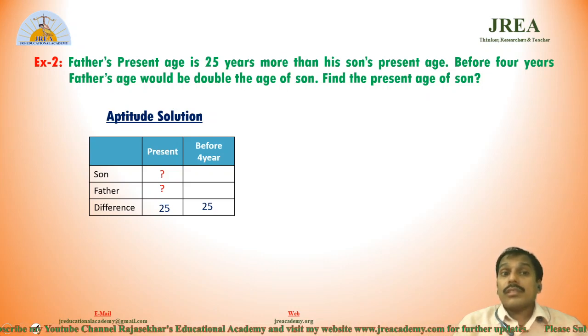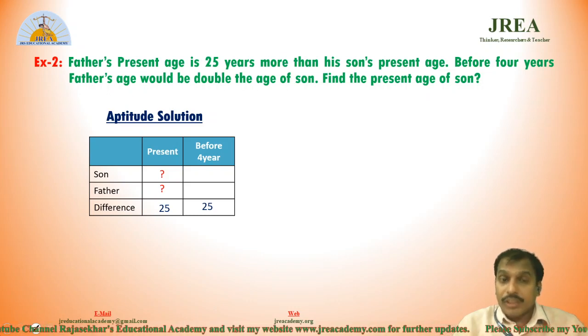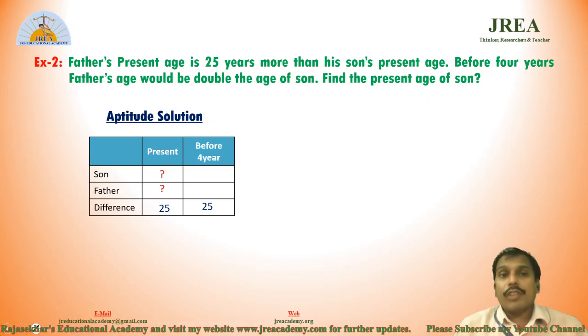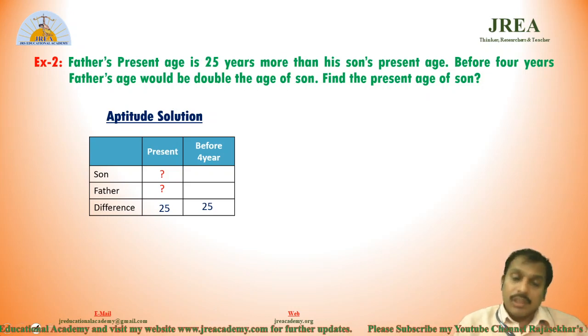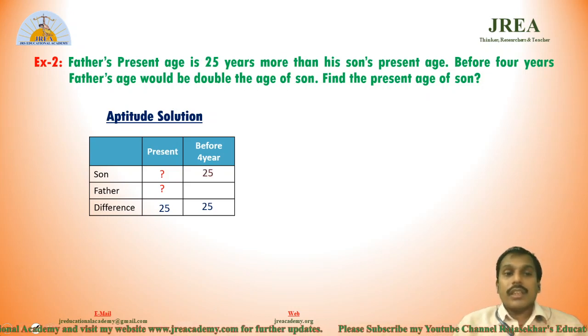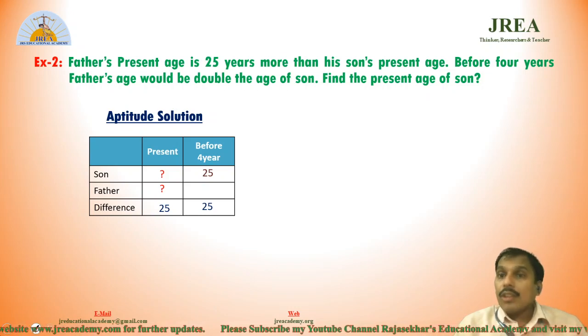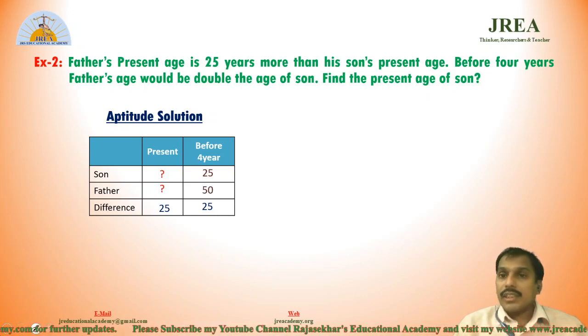But before 4 years, father's age is double. That means according to the second law, if the difference is 25, before 4 years the son's age is how much? 25. Because at that time, before 4 years, father's age is double the age of the son. That's why the son's age is also equal to the difference according to the second statement. Therefore, if the difference is 25, the son's age is also 25. When? Before 4 years. What about the present age of the son?